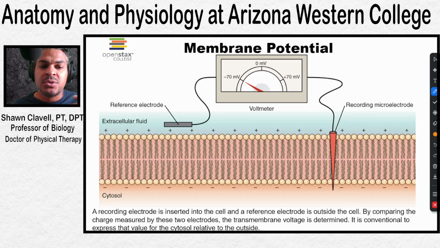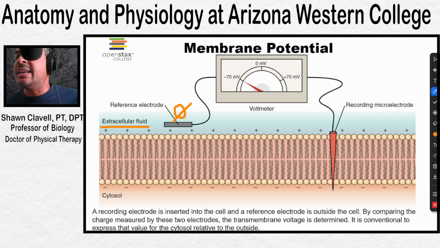The standard is usually to compare the inside of the cell relative to the outside of the cell. So the membrane potential is the value representing the charge on the intracellular side of the membrane, based solely on the outside of the cell being zero. Here, that reference electrode is our zero or reference point in the extracellular space, so on the outside of the cell. And then inside of the cell, in the cytosol, we usually have somewhere in the range of negative 60 to negative 90 millivolts difference between the two.